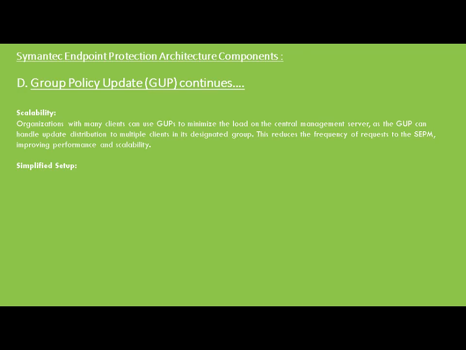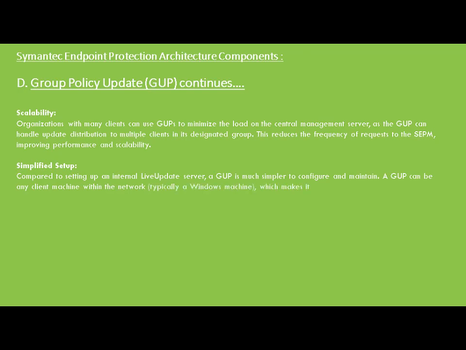So the next benefit is simplified setup. Compared to setting up an internal LiveUpdate server, a GUP is much simpler to configure and maintain. A GUP can be any client machine within the network. As I said, typically a Windows machine, which makes it a more cost-effective solution for organizations with many endpoints, especially those operating on a tight budget.